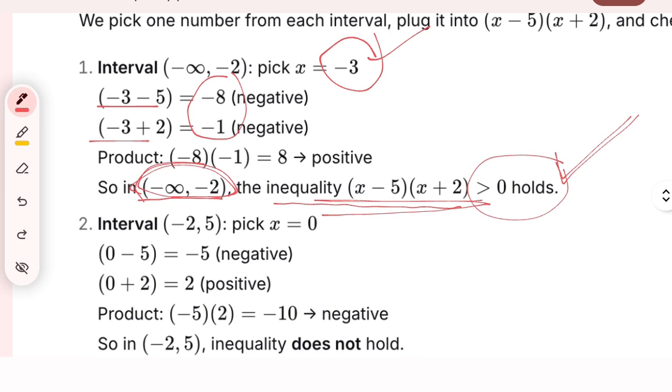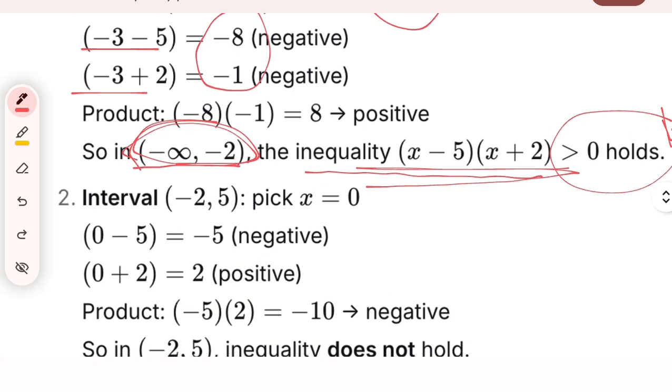All right? Now we will test the second interval. What is the second interval? The second interval is from negative 2 to 5. And then we will pick any number between negative 2 and 5. Let's just pick 0, because 0 is actually a number in between negative 2 and 5, right? If you look at the number line, negative 2, negative 1, 0, 1, 2, 3, 4, 5. 0 is in between negative 2 and 5. So we will pick 0.